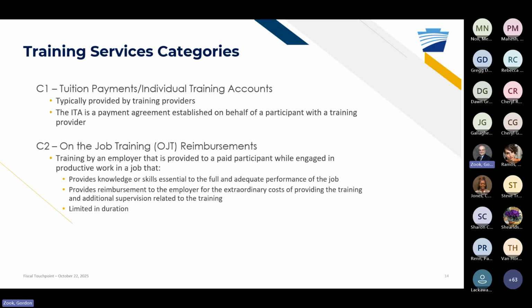So this enables you to provide support to employers to hire individuals who may not be fully qualified to carry out the job when they're hired. So they need additional training or support to get to that expected level.